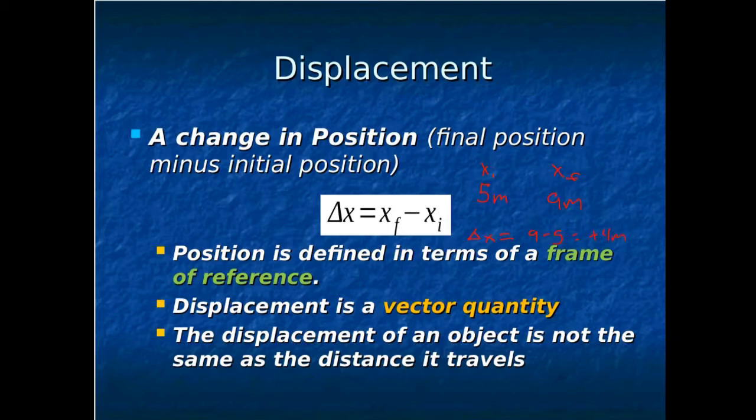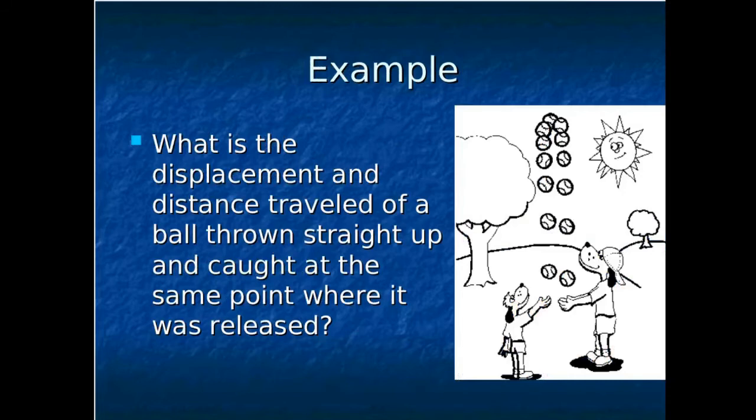It moved 4 meters. Position is defined in terms of a frame of reference, meaning wherever the 0 point is defines the frame of reference. And displacement is a vector quantity. That means it has a direction and a size. So this plus 4 meters means it's to the right by 4 meters. And the displacement of an object is not the same as the distance it travels. Let's talk about an example of how that happens.